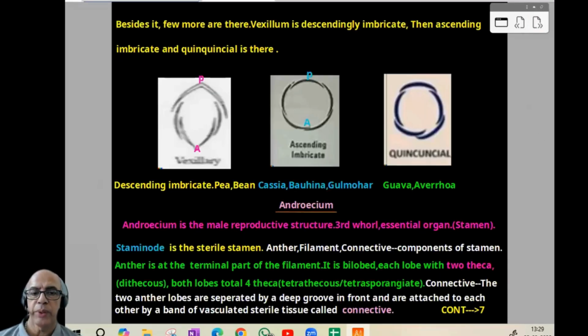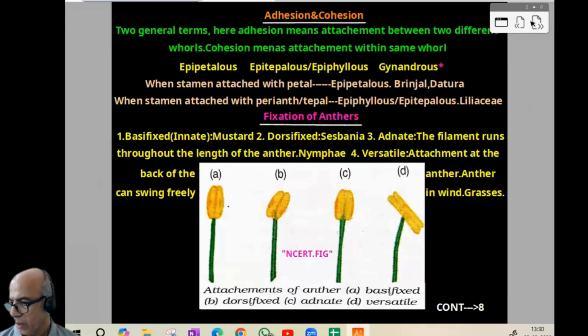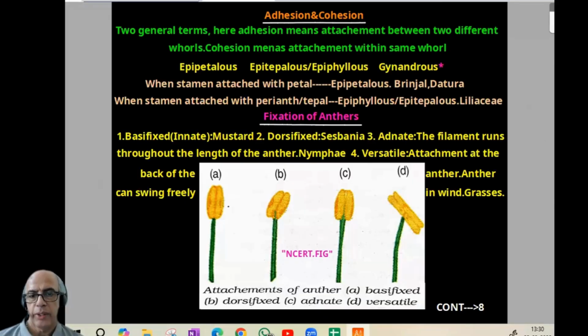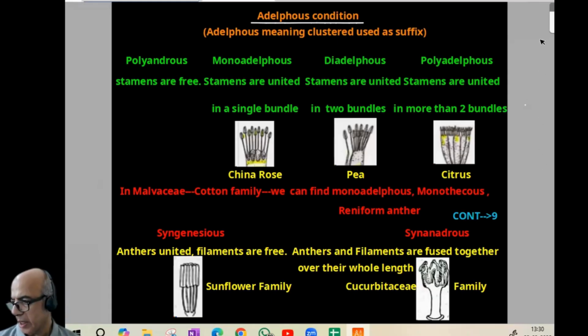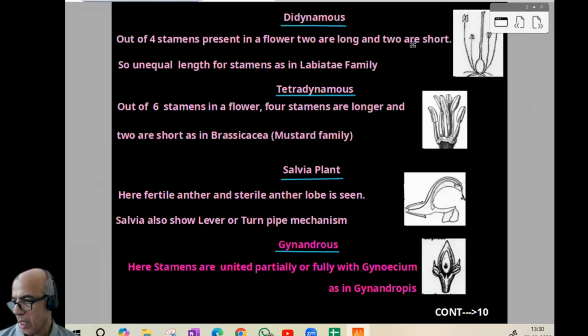After that, we entered into androecium. Many items we discussed: adhesion, cohesion, staminode, then theca, sporangiate, epipetalous, epitepalous, epiphyllous, gynandrous. Then fixation of anther: four diagrams from old NCERT, that is basifixed, dorsifixed, adnate, and versatile. Then adelphous condition, that is clustered. Before it, polyandrous, then monadelphous, diadelphous, polyadelphous, with features and examples. Then syngenesious and synandrous. After that, didynamous and tetradynamous. Then salvia exception, then gynandrous.